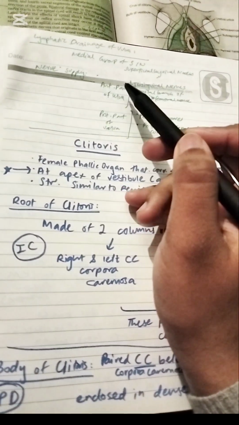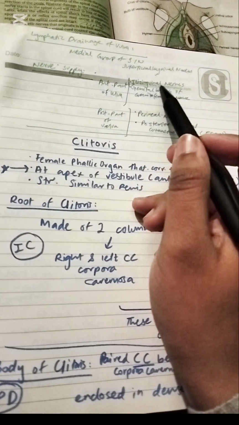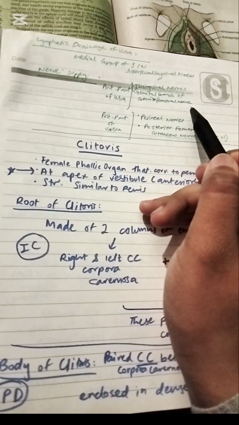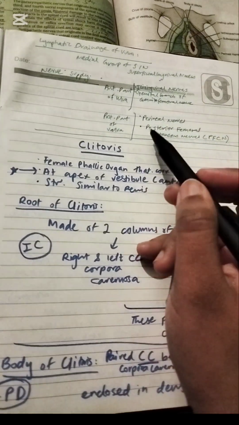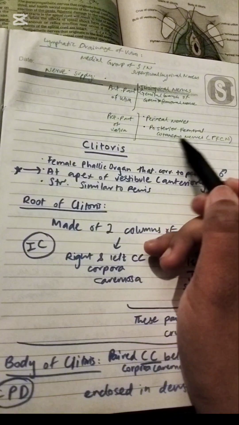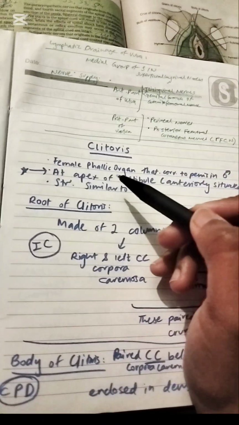Nerve supply is the same as the scrotum. So the anterior part of the vulva is supplied from the ilioinguinal nerves and the genital branch of the genitofemoral nerves. And the posterior part is going to be supplied with PP, which is perineal nerves, and the posterior femoral cutaneous nerves, PFCN. Now let's talk about the clitoris.